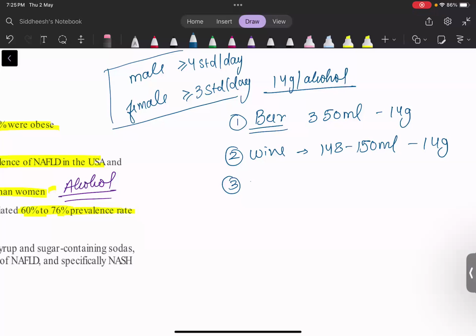Third, people who love hard drinks, whiskey, vodka, rum, and all those things, which contain 14 grams of alcohol in around 30 ml of drink. So if you are taking 30 ml 4 times, you are taking 14 grams each time. If you take 4 glasses every day for more than 4 days, then you are prone to develop NAFLD, and after that more liver disease.